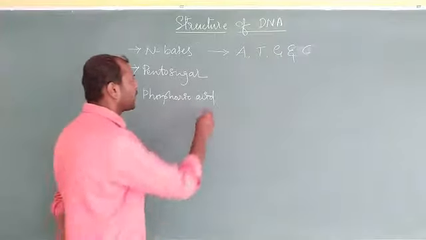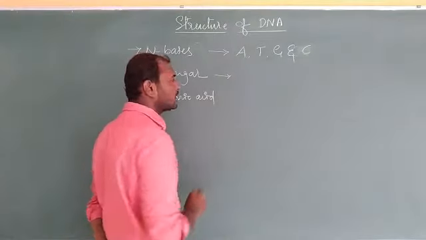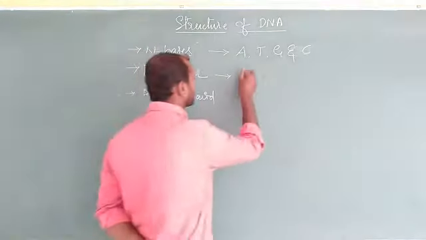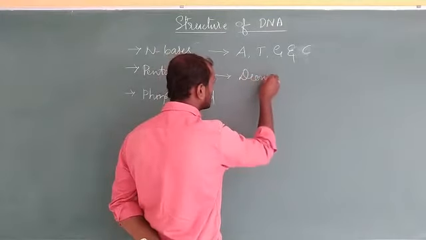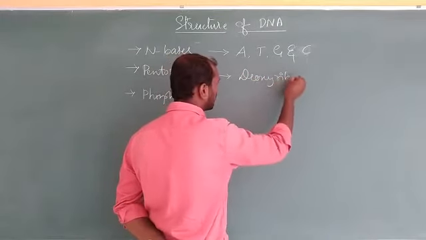And which pentose sugar are we going to use here? In the case of DNA, it is deoxyribose pentose sugar.